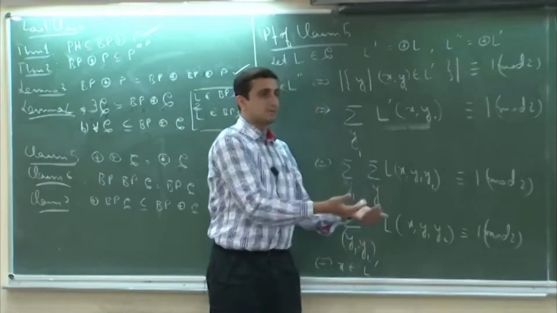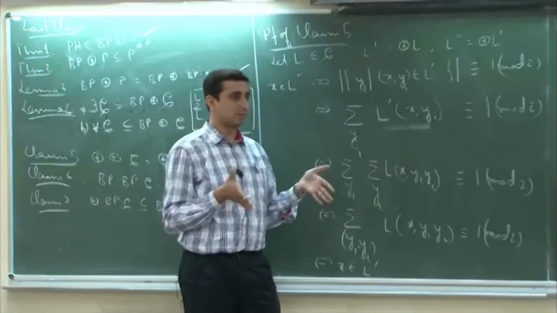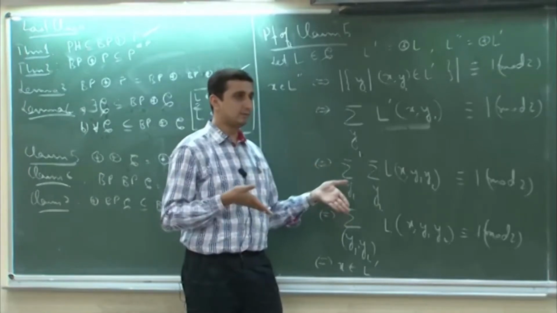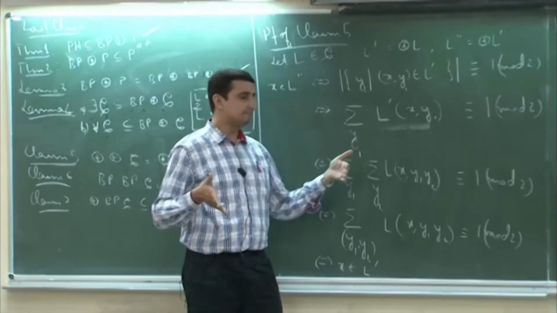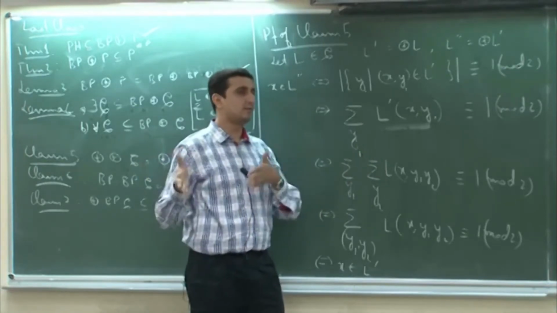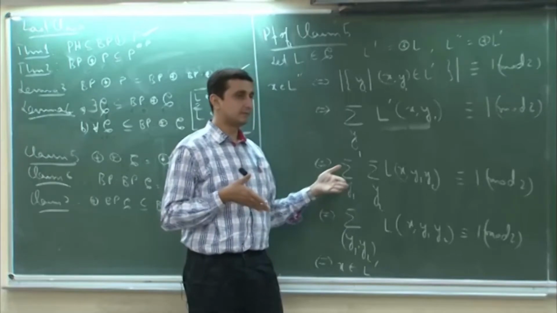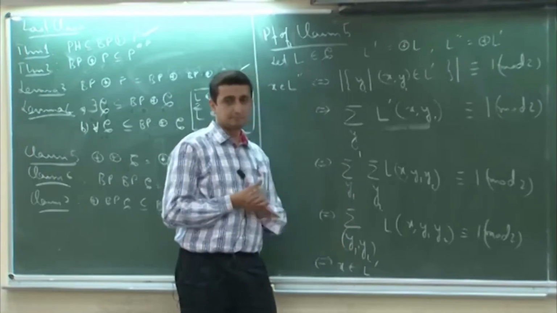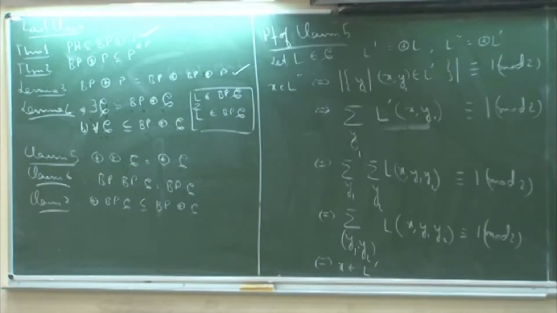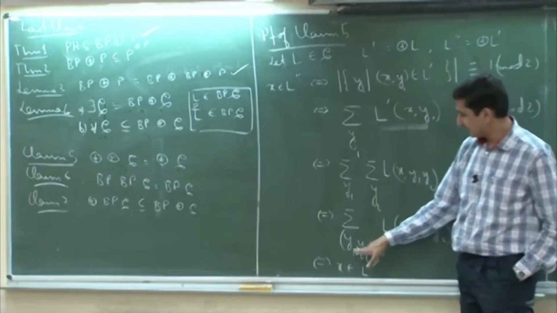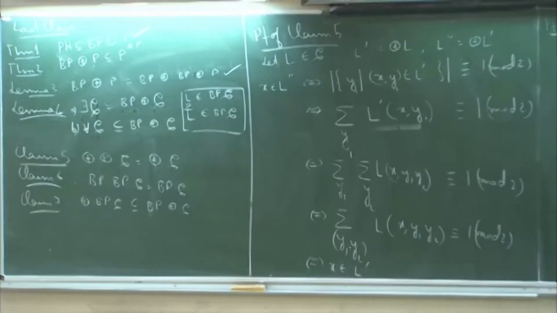You move on to the next y1, and again you have an odd number of y2s that is good for that y1. So I have a sum which is basically taken over an odd number of odd numbers, and therefore the resultant is also an odd number. This last summation just means that I am combining all those certificates together.